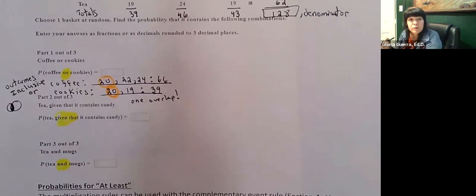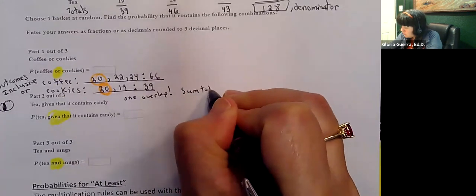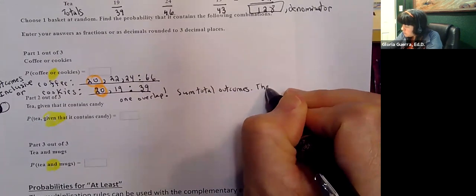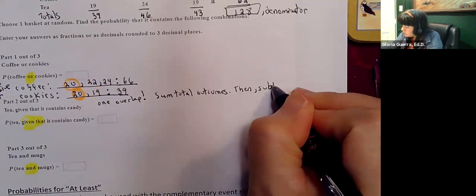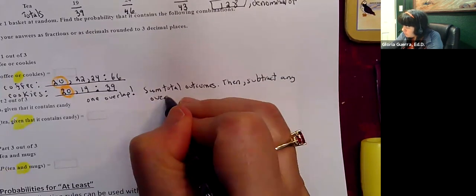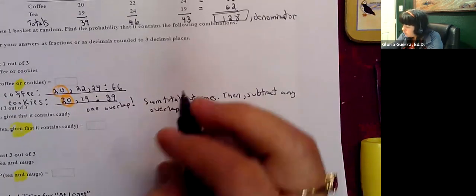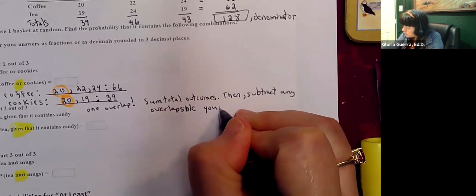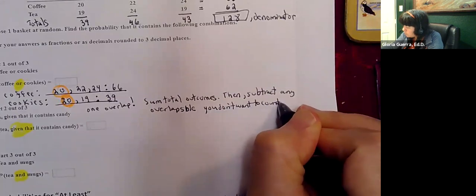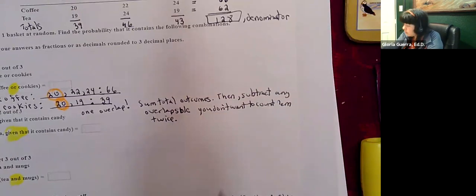Okay, but with the or, what happens is you're supposed to sum the total outcomes and then you're supposed to subtract any overlaps, because you don't want to count them twice.